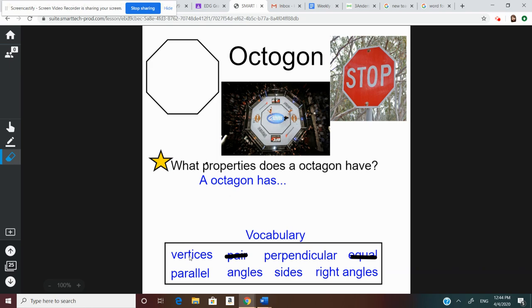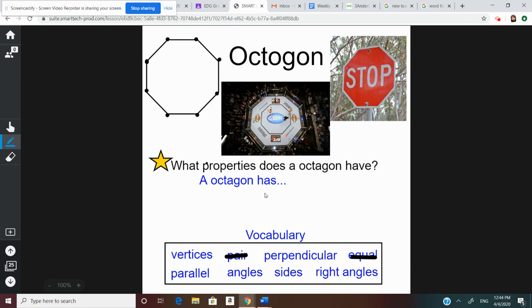All right, so an octagon has how many vertices? If you said 8, you are correct. We have, get my pen out, 1 right here, 2, 3, 4, 5, 6, 7, and 8. 8 vertices. Does it have any perpendicular lines? Does not have any. See, there's no right angles on this shape, therefore there will be no perpendicular lines.